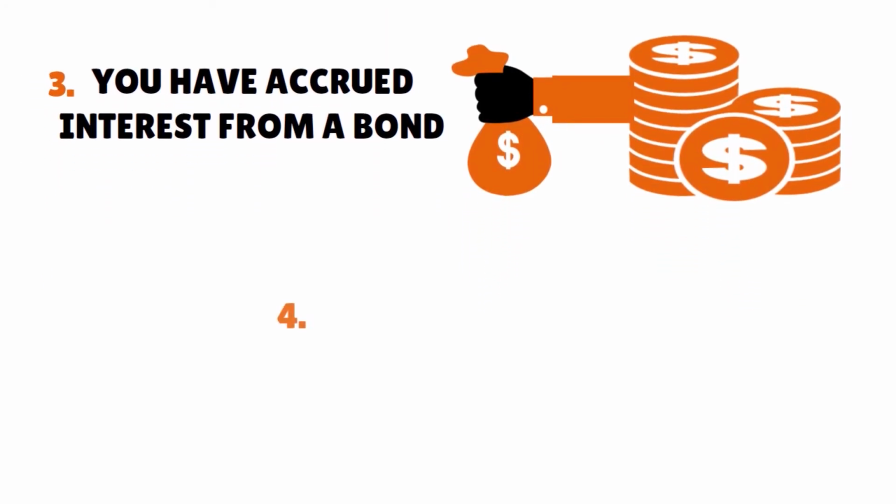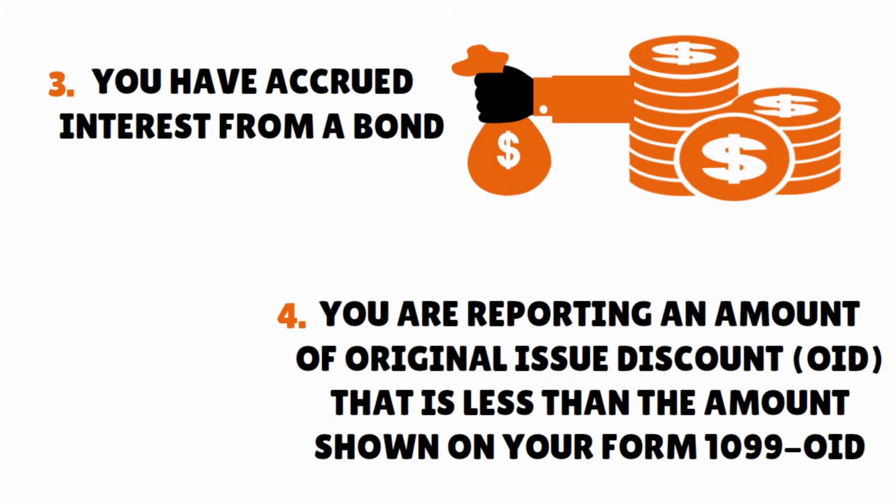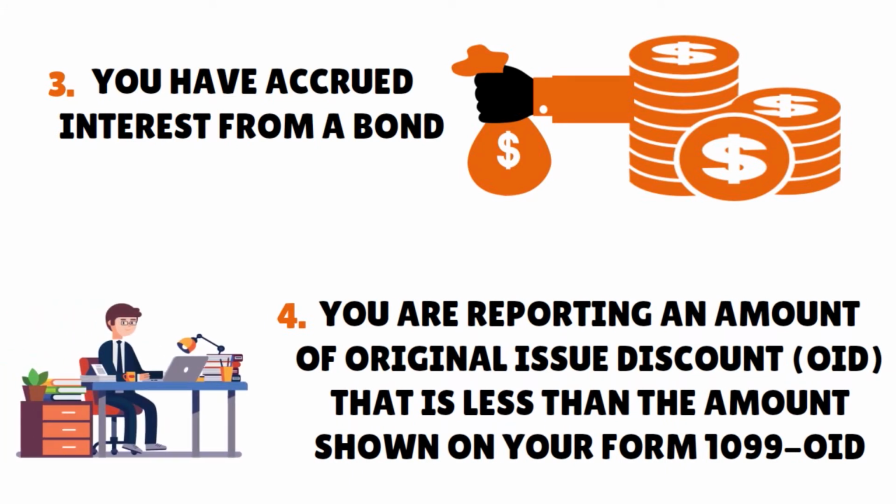Scenario number 4, you are reporting an amount of original issue discount. That's what OID stands for. You are reporting an amount of OID that is less than the amount shown on your Form 1099-OID. OID, I think I kind of explained that before, is a type of interest that's most common when someone buys a bond for less than its face value, its original issue price. The difference between the face value and the purchase value of a bond is its OID.